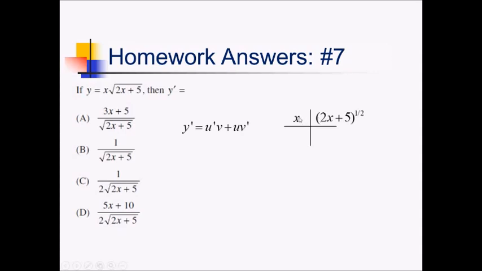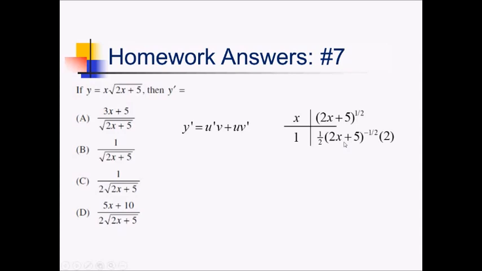So we've got derivative of x, which is 1. Derivative of this stuff, which is going to be 1/2 times something to the negative 1/2. So that's 1/2 times 2x plus 5 to the negative 1/2 times the derivative of 2x plus 5, which is 2.